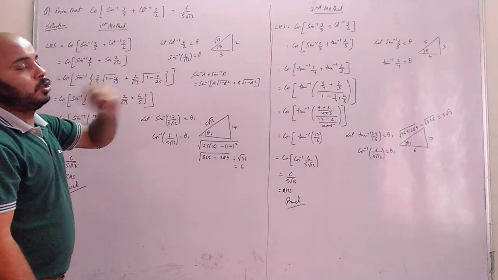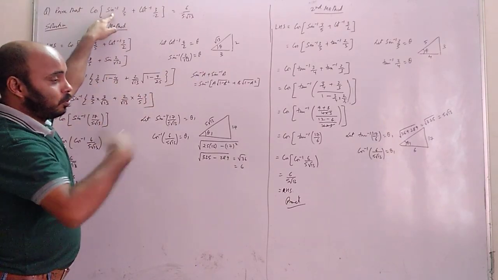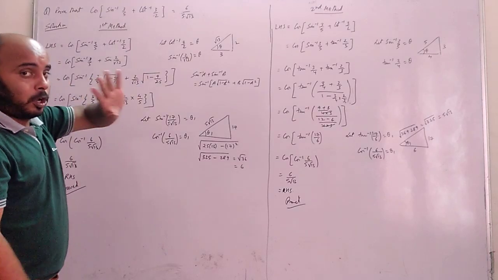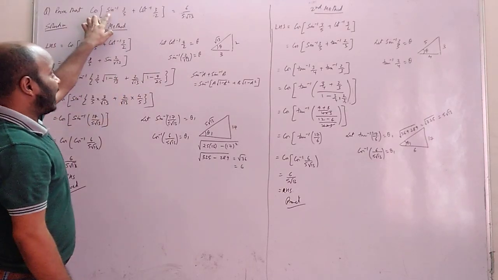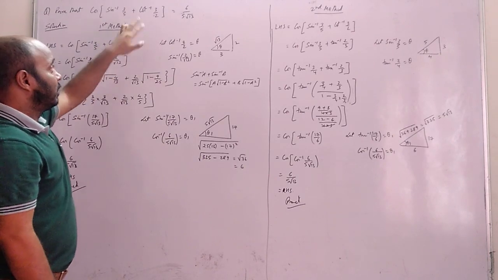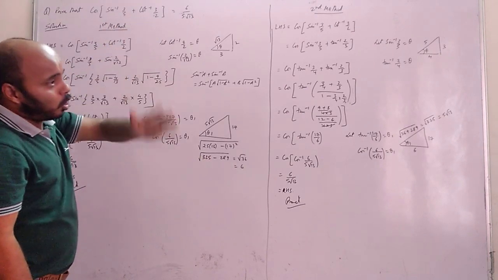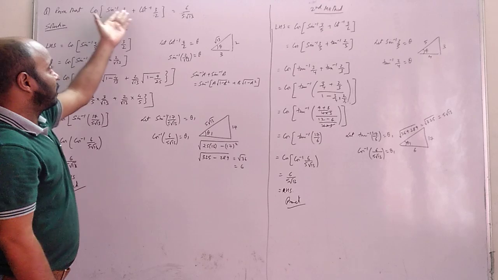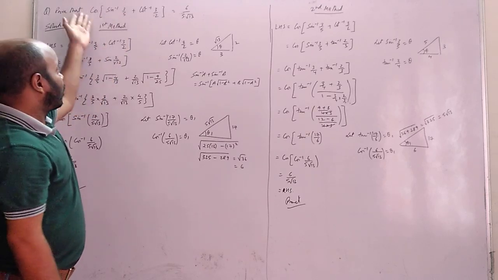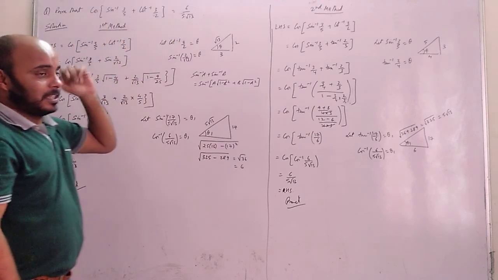The next one is your job. You convert this sin inverse into cos inverse. Third method, your job. Listen very carefully. Convert this sin inverse into cos inverse using the trigno method. Convert this cot inverse into cos inverse. Apply the formula of cos inverse A plus cos inverse B. Cos inverse will cancel in the last, and the answer will come directly.